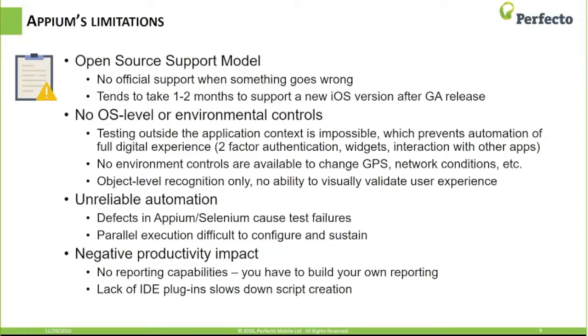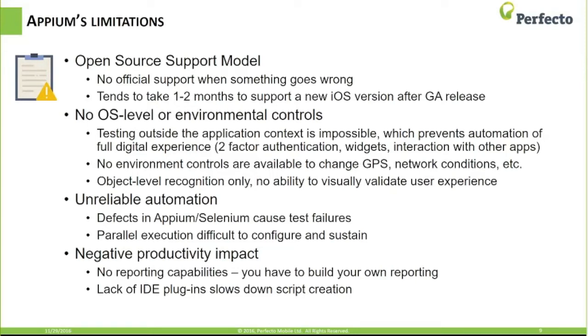There's also some negative productivity impact on the automation testers. Part of it is that Appium doesn't have any reporting capabilities. So if you need to create a report as the output of your tests, you're on your own. You have to build your own reporting, or you have to use some of the other third-party solutions, but Appium in and of itself does not provide any. And then there are also no IDE plugins for Appium, right? So it slows down the script creation.